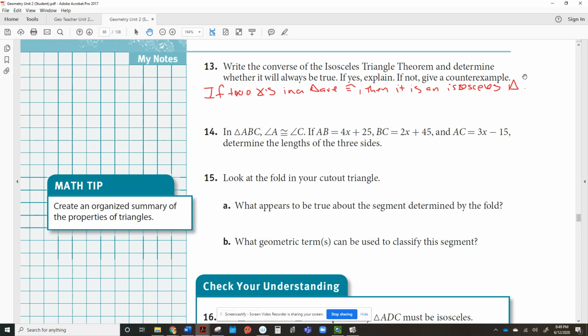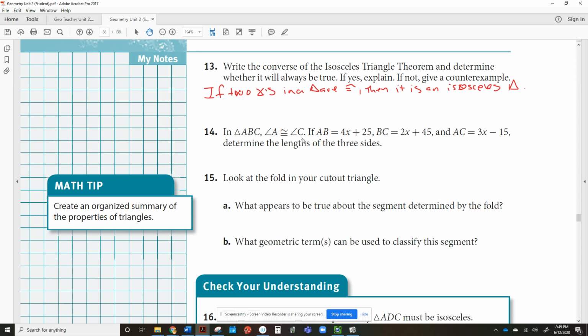So the difference is, what do you start off knowing? In the isosceles triangle theorem, you start off knowing you have an isosceles triangle, and from that, you gain knowledge about your angles. Here, you start off knowing you have two congruent angles in a triangle. That means that it has to be an isosceles triangle.